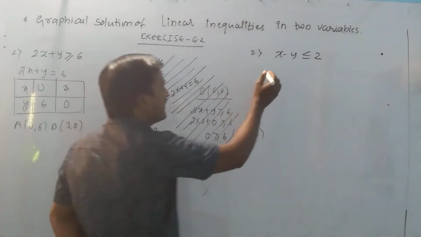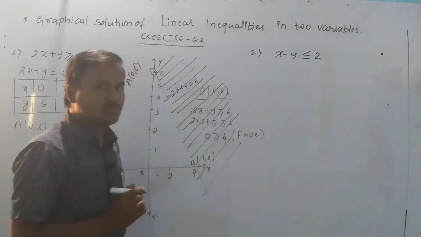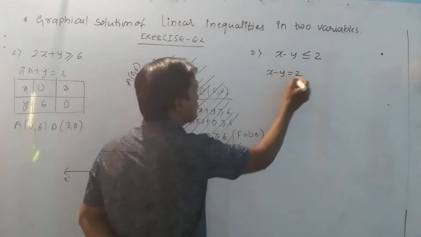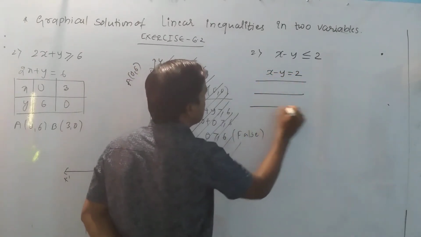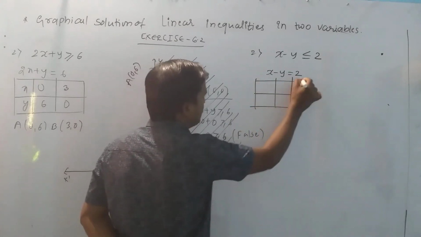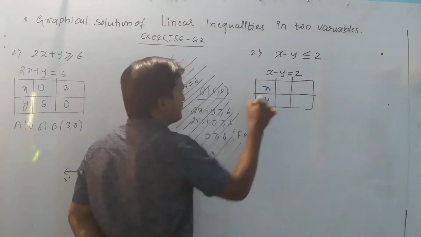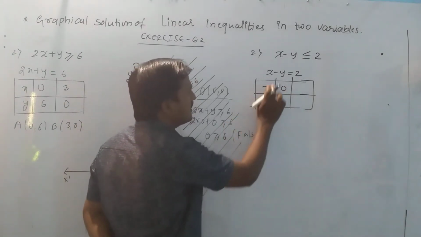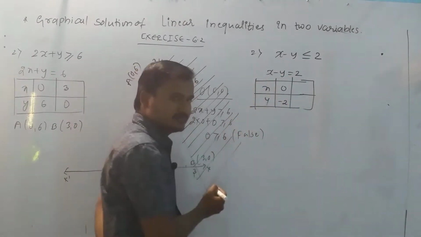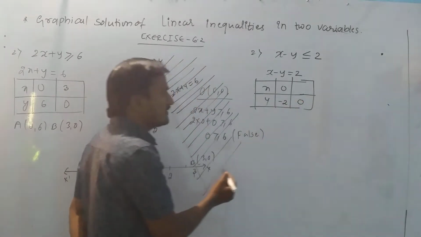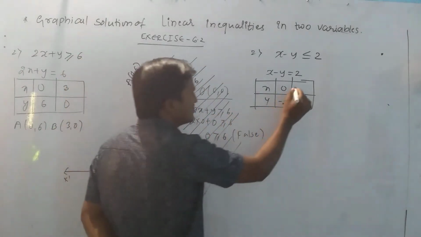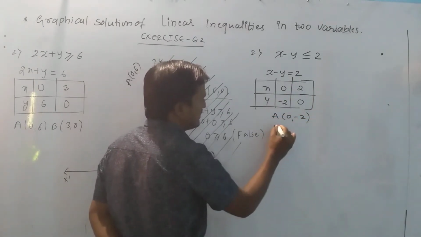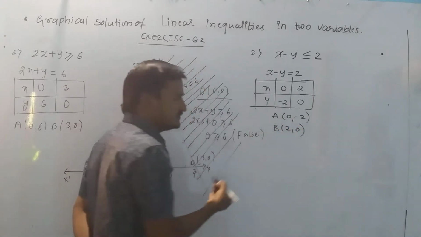So this is x minus y less than or equal to 2. Okay, so write the inequality as an equation. x minus y equal to 2. What does this represent? A straight line in x and y. Substitute the value of x equal to 0. What is the value of y? Clearly it is minus 2. So put the value of y equal to 0. What is the value of x? 2. So therefore the first point is 0 comma minus 2. The second point is 2 comma 0.